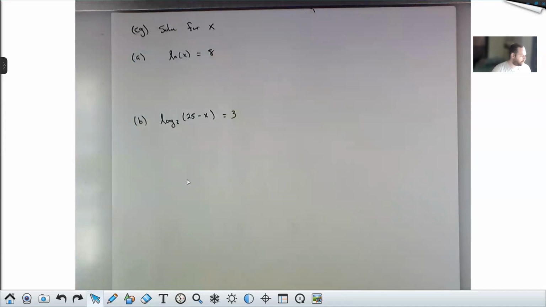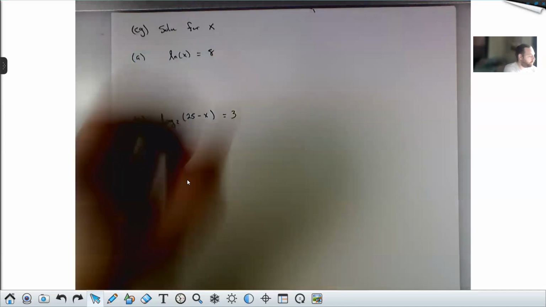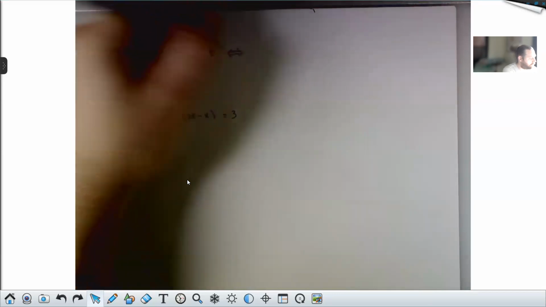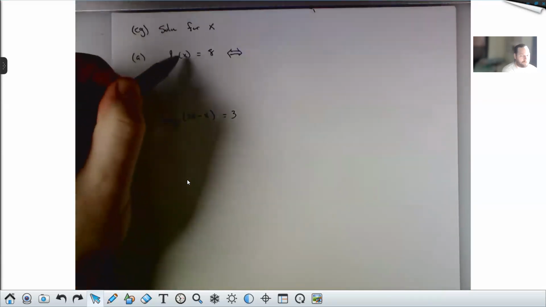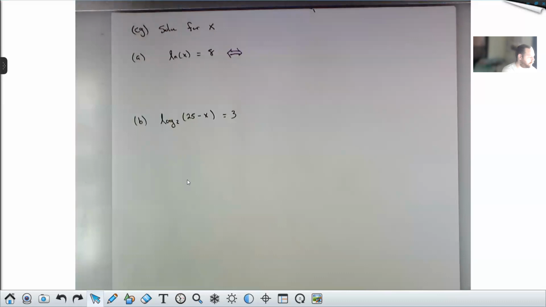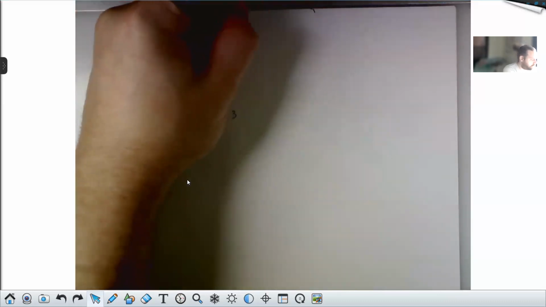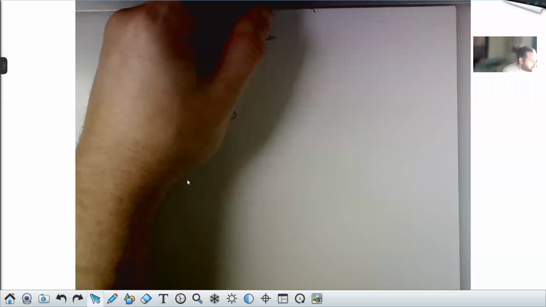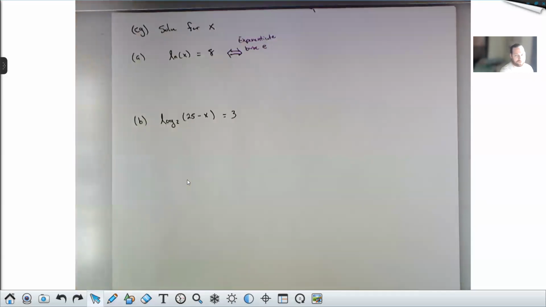All right, whether you paused or not, let's see how to do this. So the log term is already isolated, right? I've got the natural logarithm of x on one side and just a constant on the other. So I will exponentiate, and I'm going to use the same base as that logarithm. That's a natural log, so its base is e.